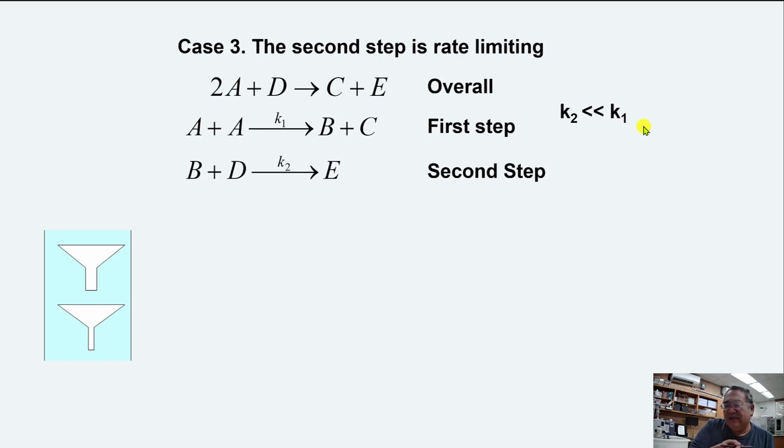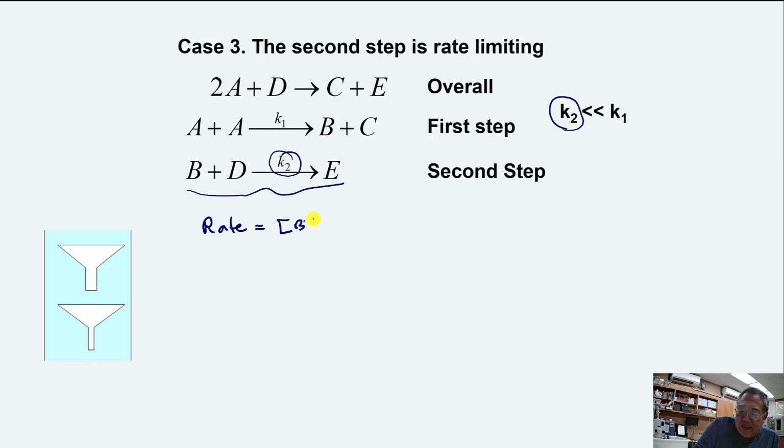Okay, so this is a case where the second step is the rate determining step. That means this step, K2, is the slow step. So K2 is smaller than K1. That's what we mean: it's slow. We can still write a rate law from that. So we would write rate equals the concentration of B times the concentration of D, and then we'd throw in K2, the microscopic rate constant for the second step.